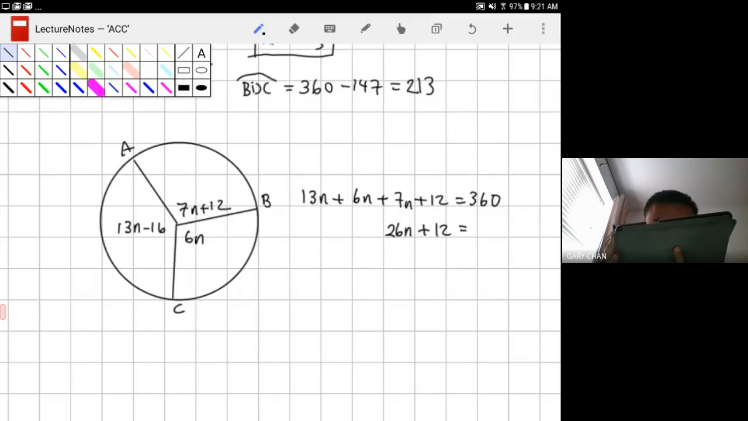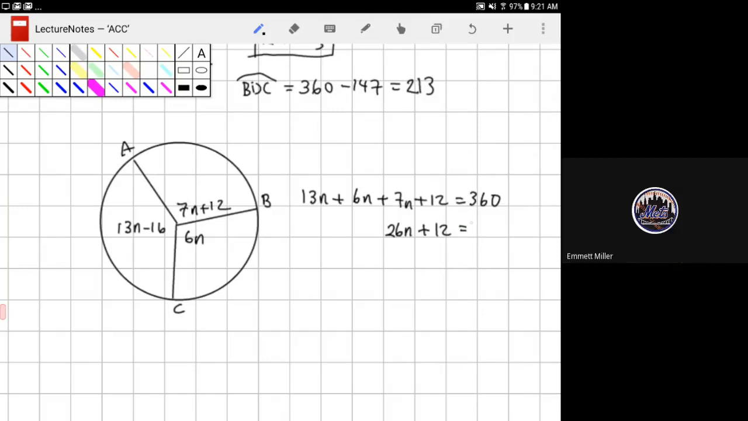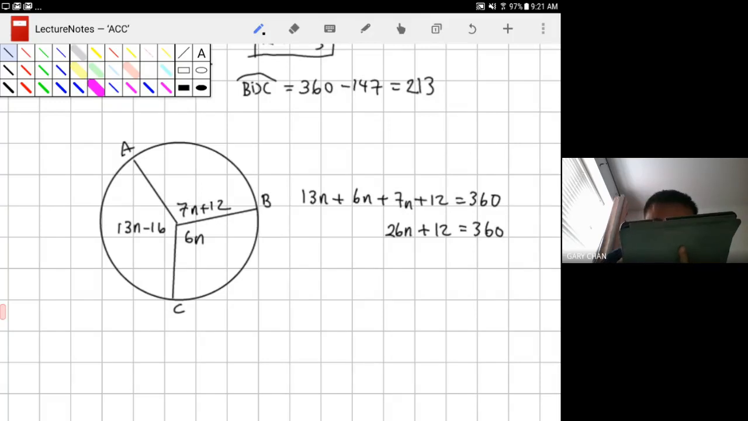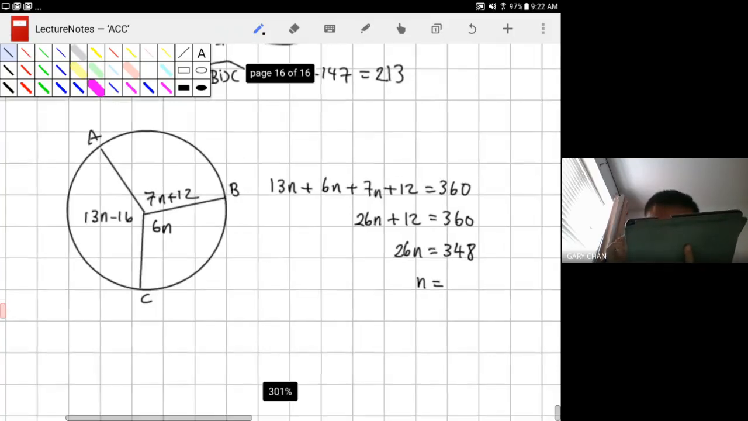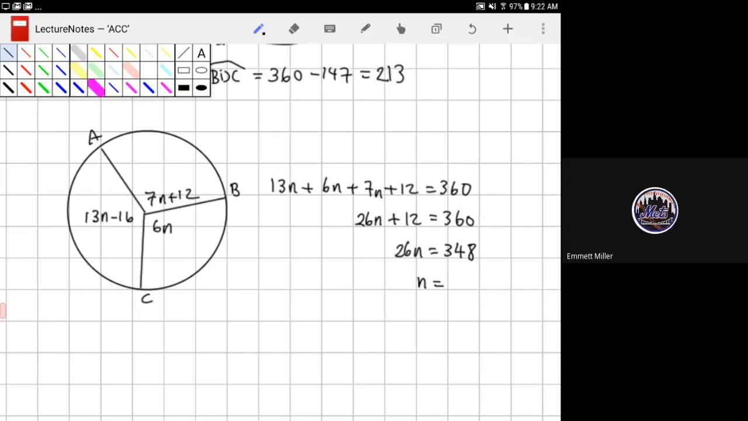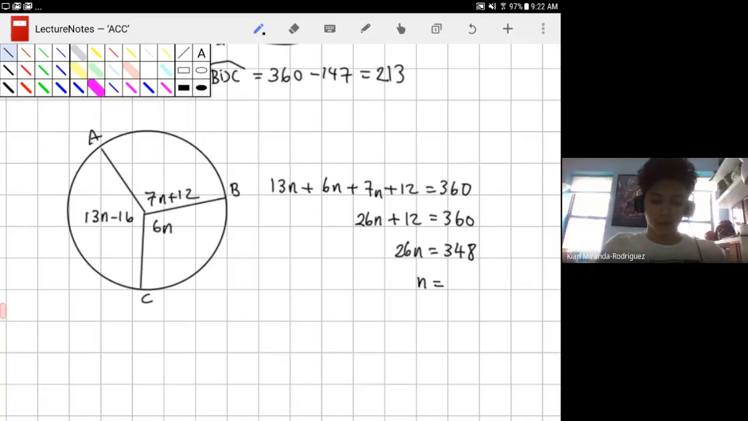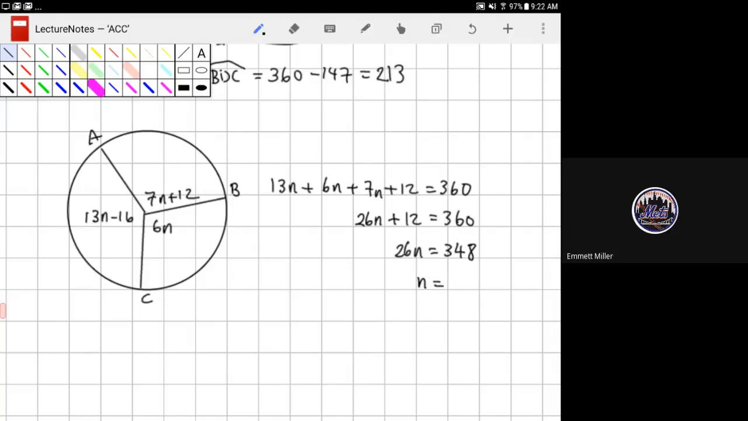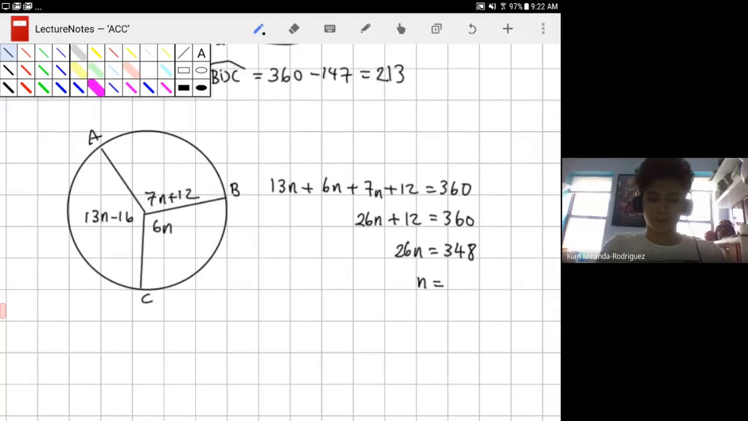So we add them all up together. We got 26n plus 12 is equal to 360. Subtract both sides by 12. We get 26n is equal to 348. And if we divide both sides by 26, Kian, do you know what that is? What is 348 divided by 26? Mine is a fraction, but it's like 174 over 13.